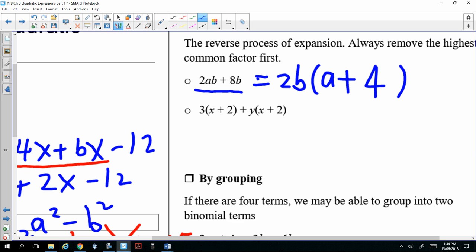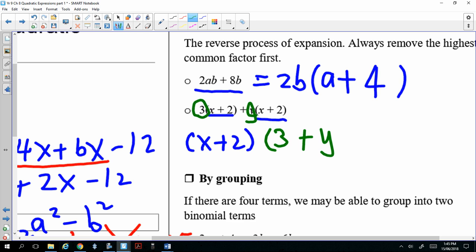How about the next one? Well, how about this one? What's common? x plus 2 is common. And what do you have left? The 3 and the y. Get it? So you have these types as well. So you can take out a common letter, or you can take out a common bracket. Both are possible.